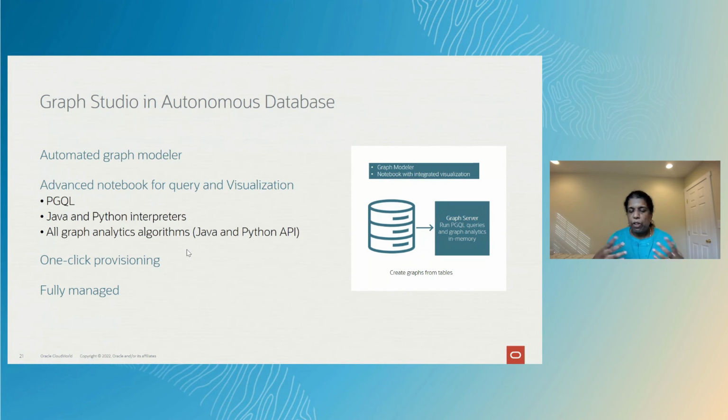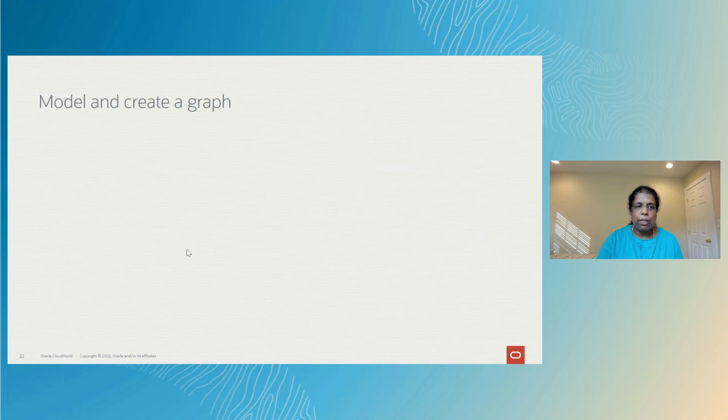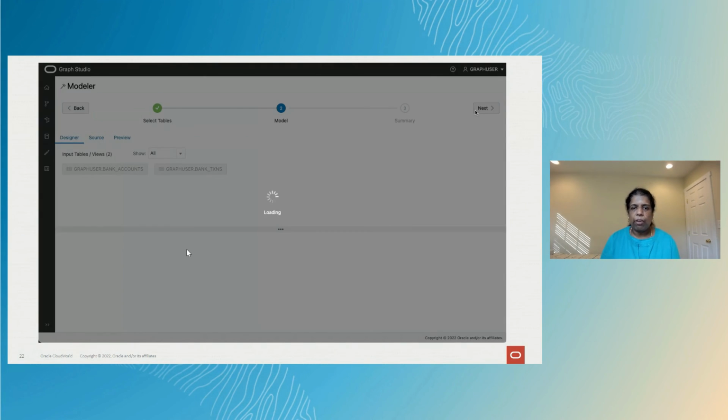It's really easy to provision. When you provision the Autonomous Database, you have access to Graph Studio, and it's a fully managed service. So let's take a look at what some of this looks like. So we want to model and create a graph.